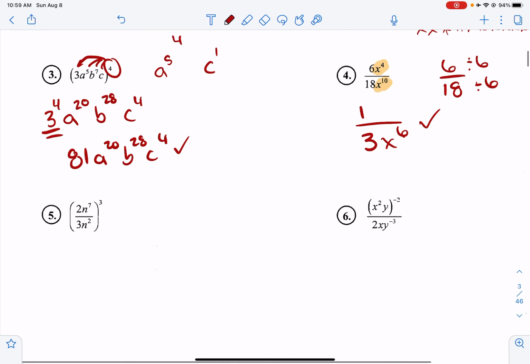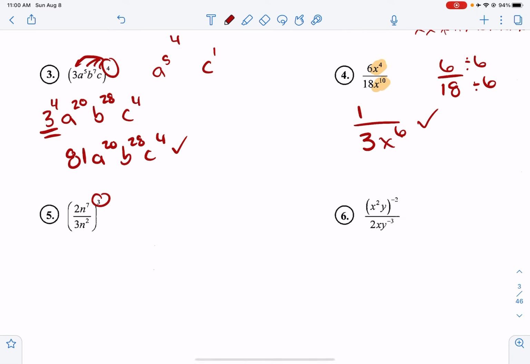All right, number 5. 2n to the 7th divided by 3n squared, all raised to the 3rd power. So there's a few different ways I can do this. When I look at that parenthesis, before I deal with this exponent out here, I can simplify the inside. I've got n's on the top and n's on the bottom. I've got 7 on top, 2 on the bottom. So those are going to cancel out, and I'm going to get 5 left over on top, and the ones on the bottom go away. So now I just have a 2 on top, a 3 on the bottom, and that 3 still on the outside.